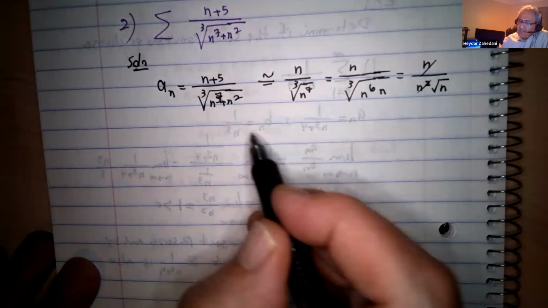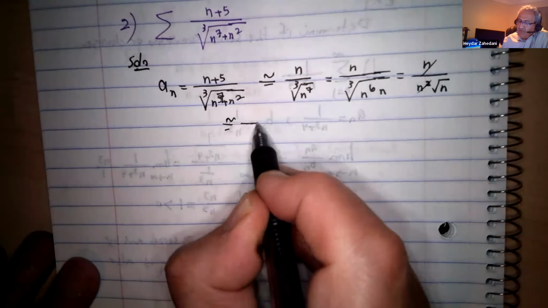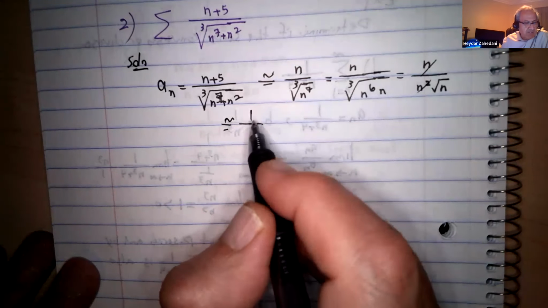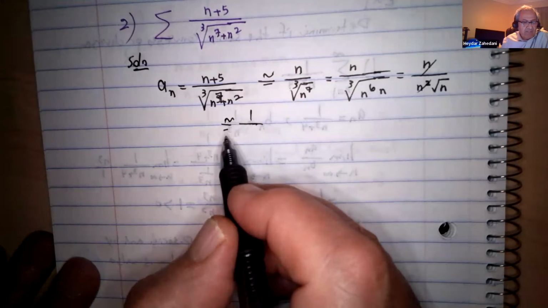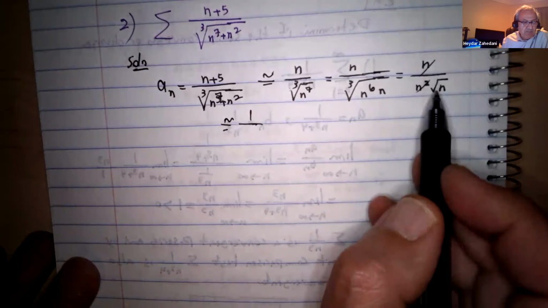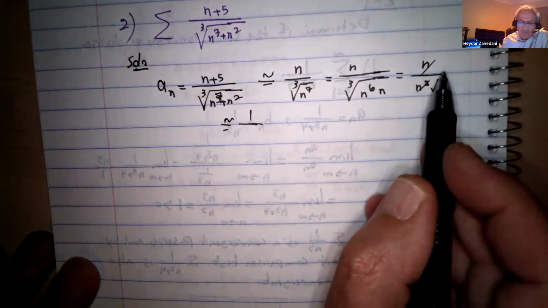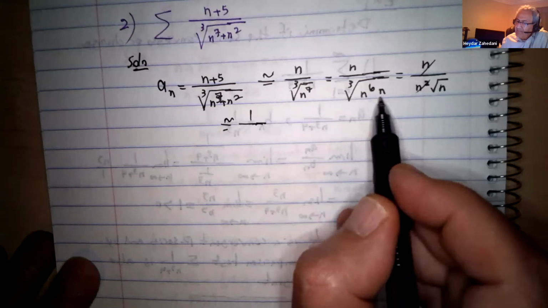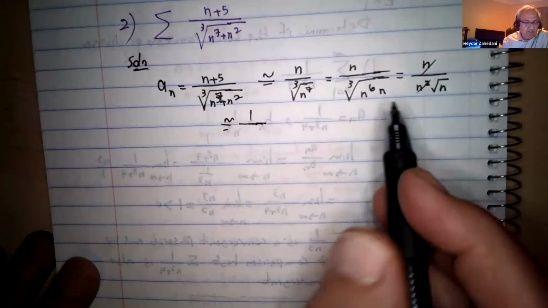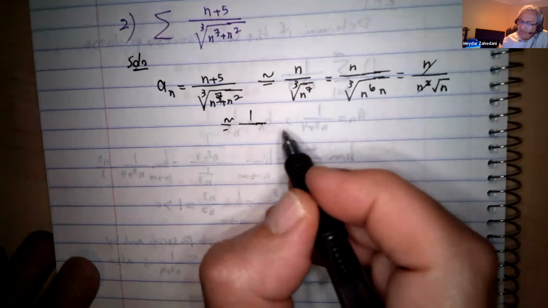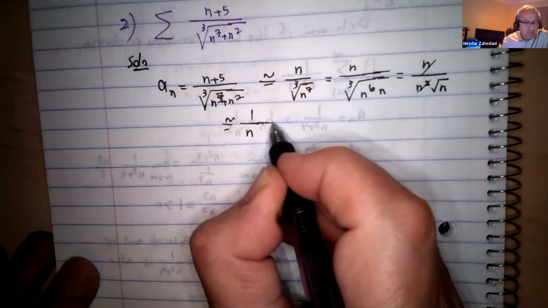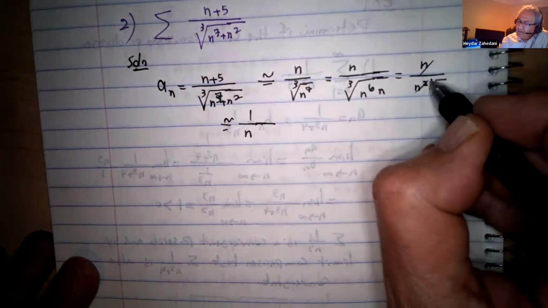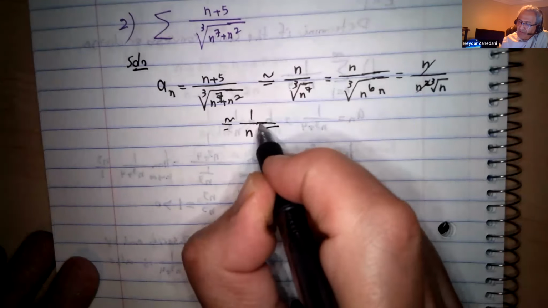So the final answer is going to be: the top is going to be 1, and the leftover down the bottom would be n times the radical of n. That's a cube root here, so it's going to be n times the cube root of n.